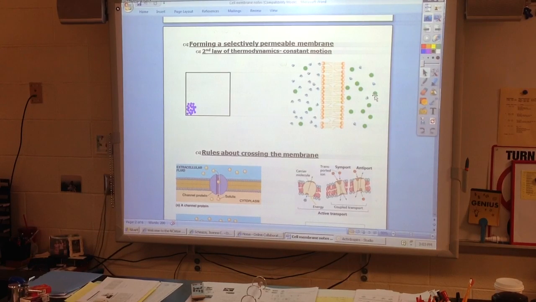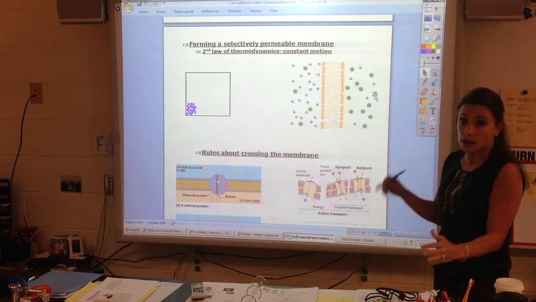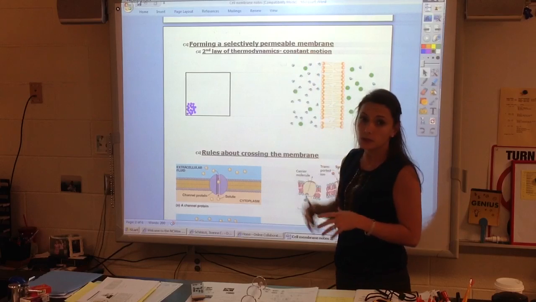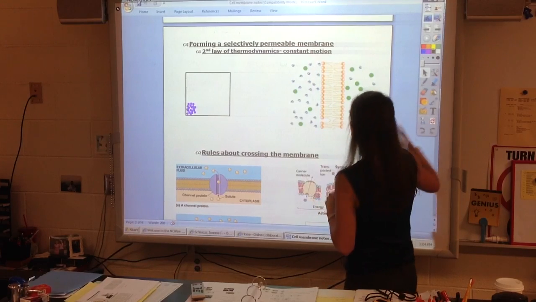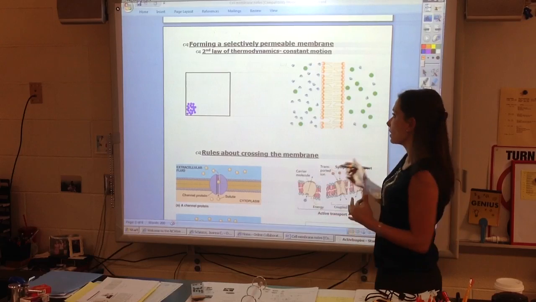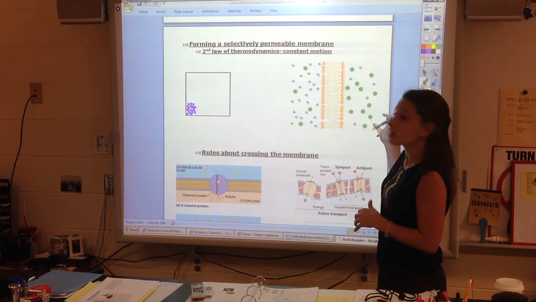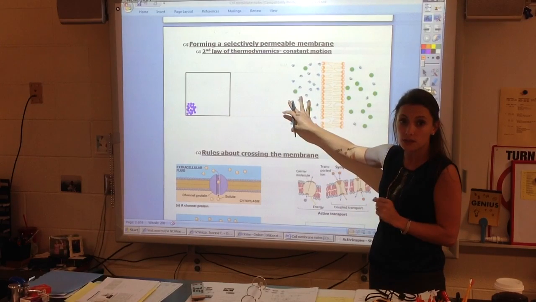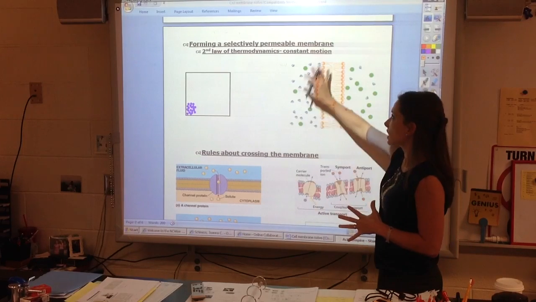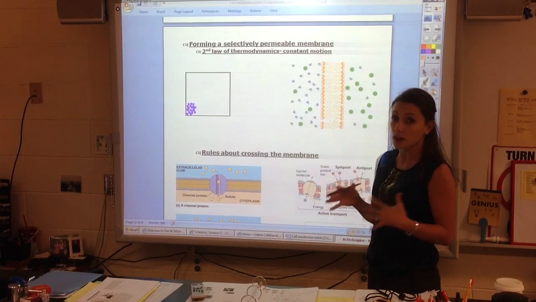The second part of the notes is really more about the function of the cell membrane and how the cell membrane actually forms some sort of barrier. So when we look at how it forms a barrier, we're really looking at how the inside of the cell is different from the outside of the cell. And the first thing we need to do is understand how molecules move at all.